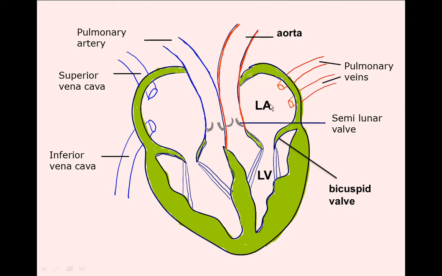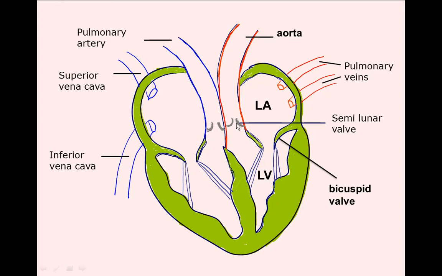This is the left atrium and this is the left ventricle. Separating the left atrium from the left ventricle is the bicuspid valve. When the bicuspid valve opens, blood from the left atrium will flow into the left ventricle. This is when the pressure in the left atrium and the pressure in the left ventricle will equalize. Now, when the bicuspid valve closes, the pressure in the left atrium and the pressure in the left ventricle will become different.